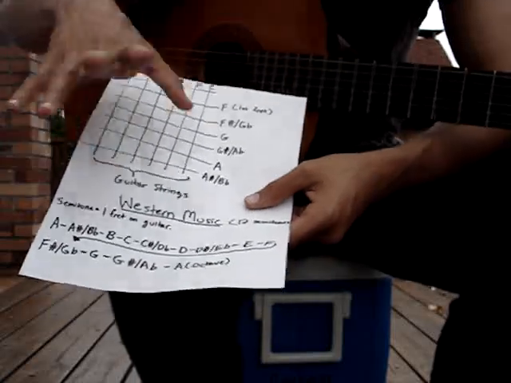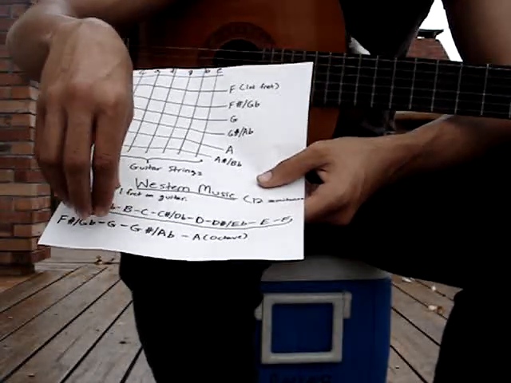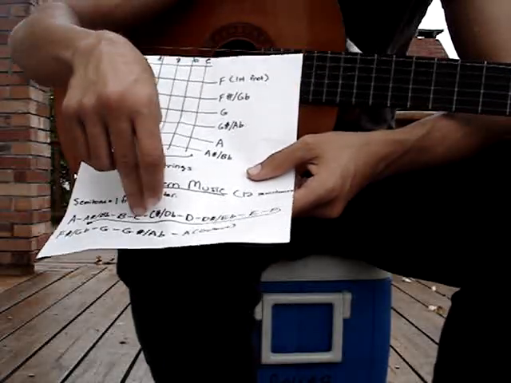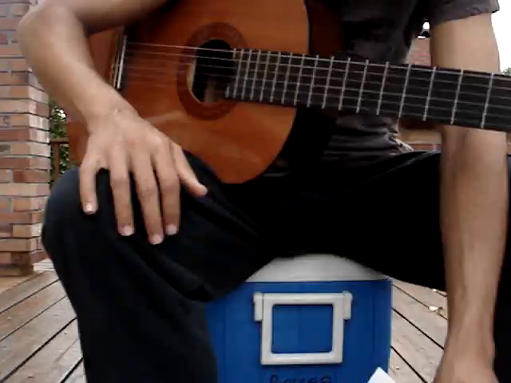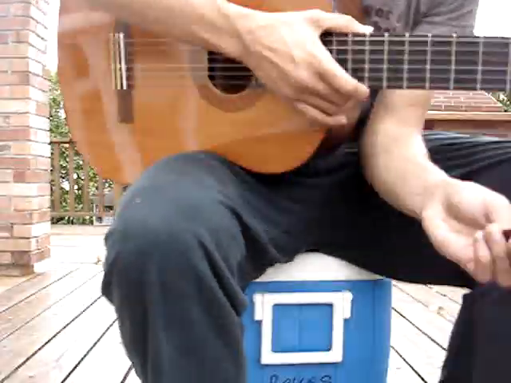Now this is a recap. There's going to be sharps and flats between each note except B and C and E and F. So those are the two pairs of notes that don't have sharps or flats between them.